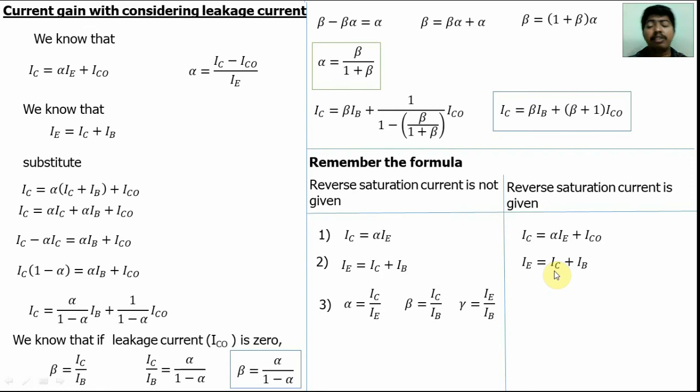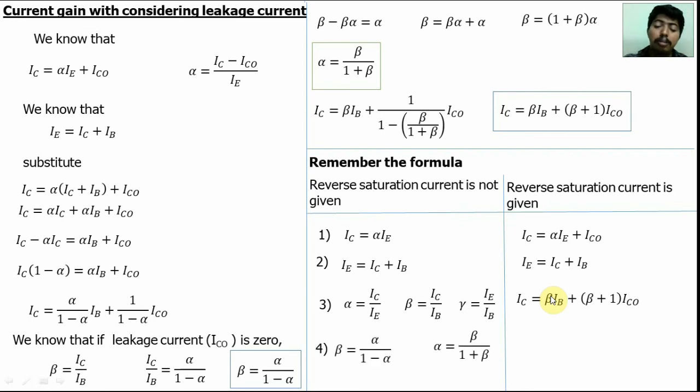Then the current gain formulas: common base configuration current gain, common emitter current gain, common collector configuration current gain. This is only applicable for the ideal BJT, only when the reverse saturation current is not given. If the reverse saturation current is given, we cannot use this formula. Only use this formula: the common emitter current gain formula IC is equal to beta IB plus (beta plus 1) into IC naught. If you use the fourth formula when the reverse saturation current is given, definitely your answer will be wrong.